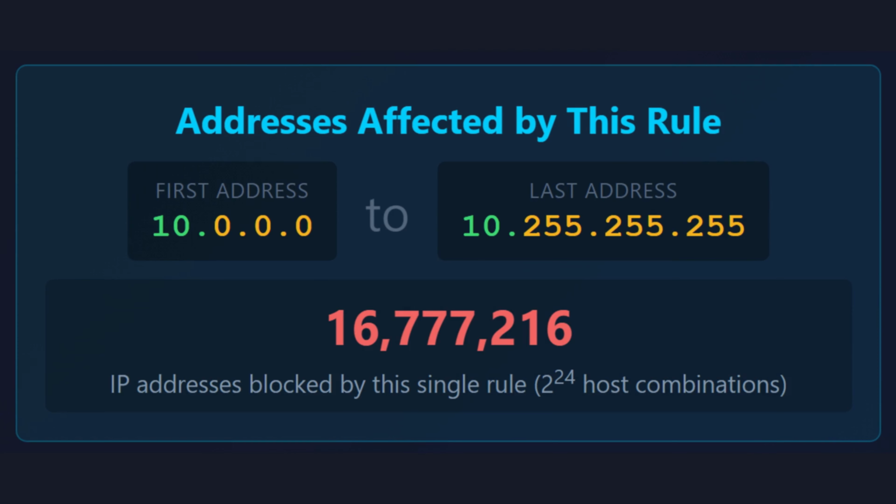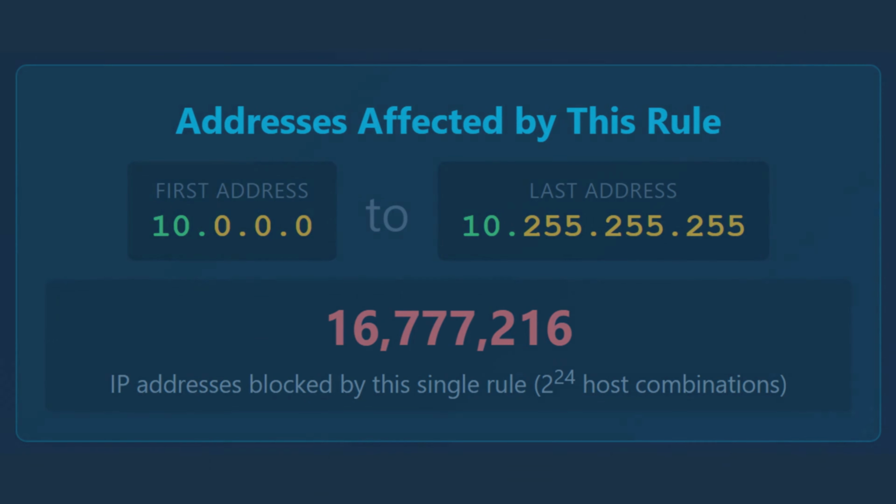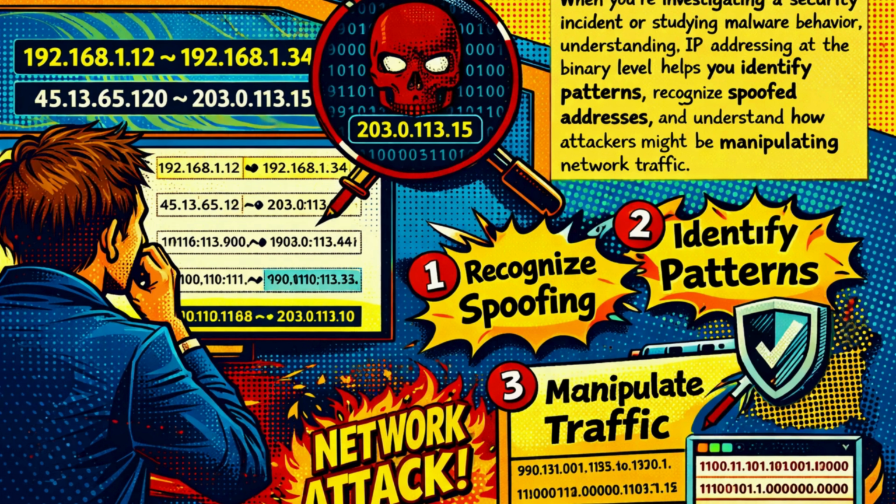Another reason it's important is for analyzing network attacks. If you're investigating a security incident or studying malware behavior, understanding IP addresses at the binary level helps you identify patterns, recognize spoofed addresses, and understand how attackers might be manipulating network traffic. And there are many, many other ways.